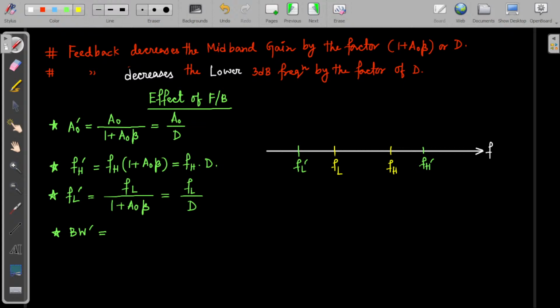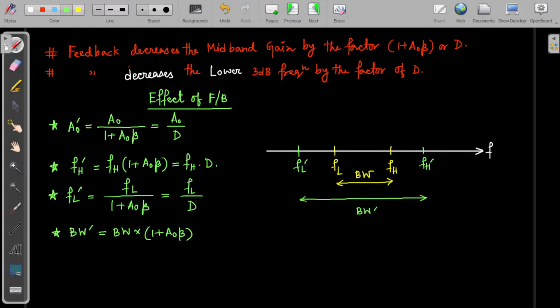So before connecting the negative feedback, our bandwidth was this one. This was the bandwidth before connecting the negative feedback, and after connecting the negative feedback, it will be this one. So our bandwidth will also increase. So by how much factor will it increase? It will also increase by the same factor, that is 1 plus A0 into beta.